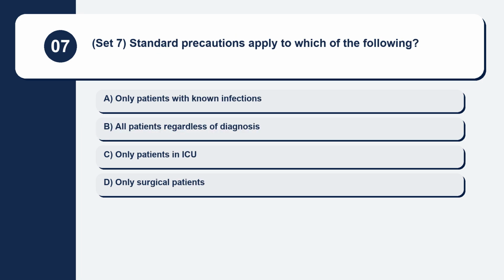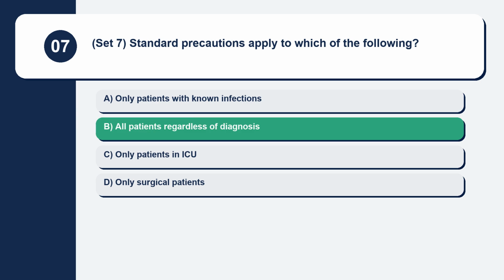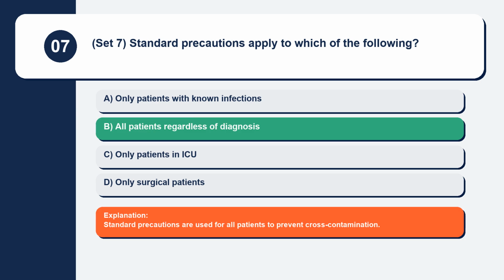Question 7. Set 7. Standard precautions apply to which of the following? Only patients with known infections, all patients regardless of diagnosis, only patients in ICU, only surgical patients. Standard precautions are used for all patients to prevent cross-contamination.